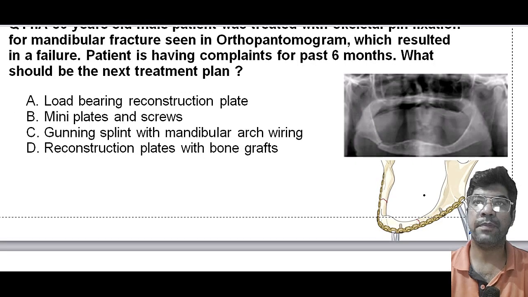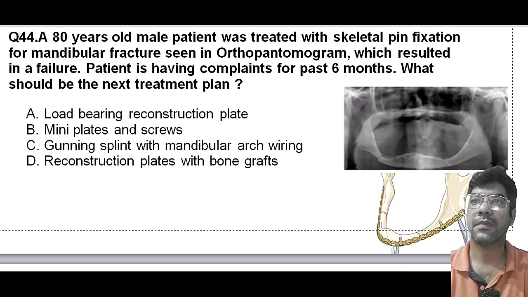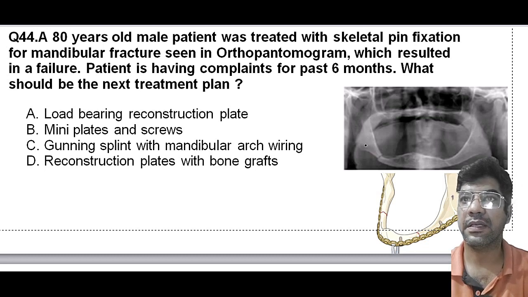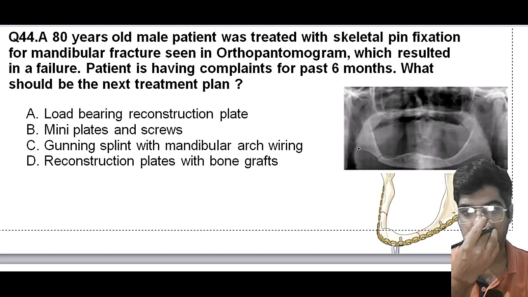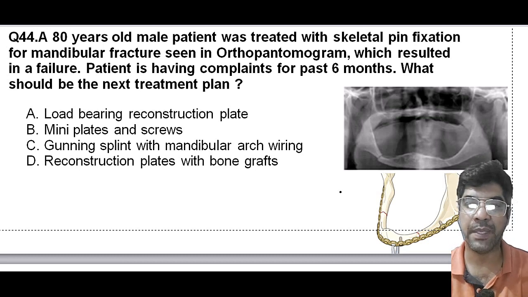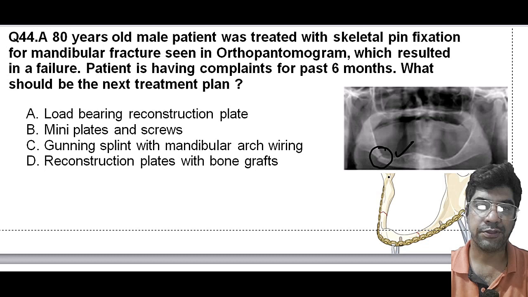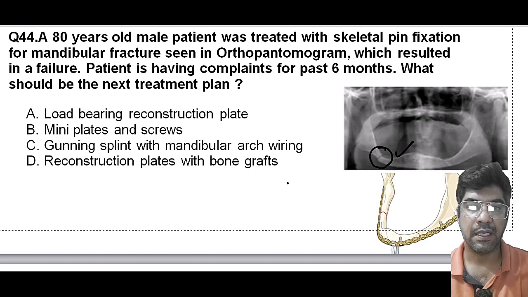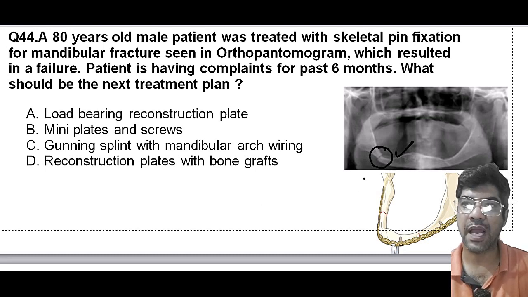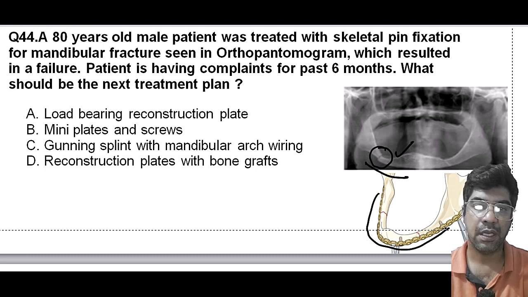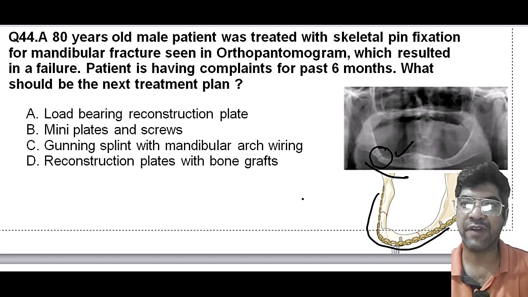An 80-year-old male patient was treated with skeletal pin fixation for the mandible fracture as seen in the OPG, which resulted in failure. What could be the next treatment? The next treatment is to give a load-bearing reconstruction plate. So you can see here a fracture. In case of a severely atrophic mandible, load-bearing reconstruction plates are used that will provide strong and stable fixation for the fracture, especially in atrophied bone.